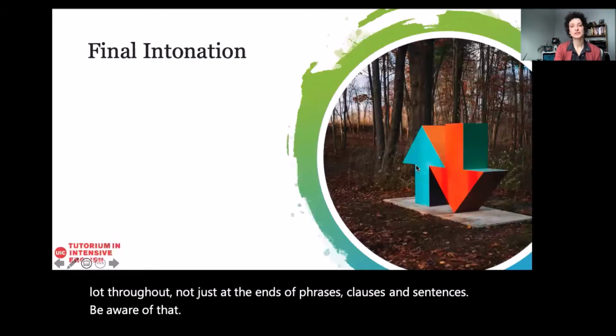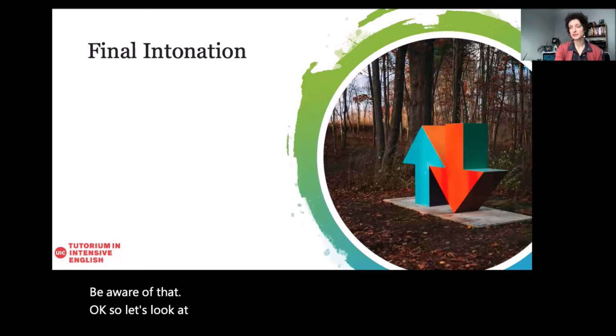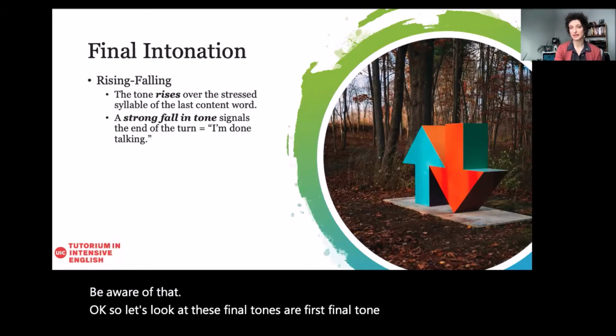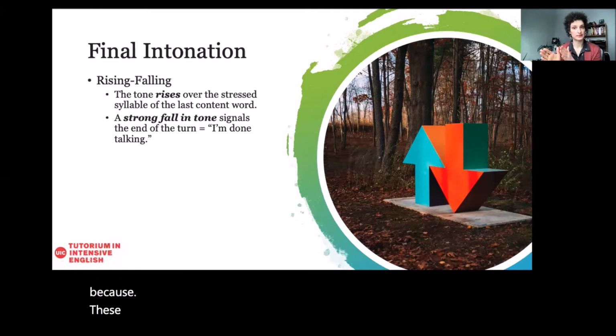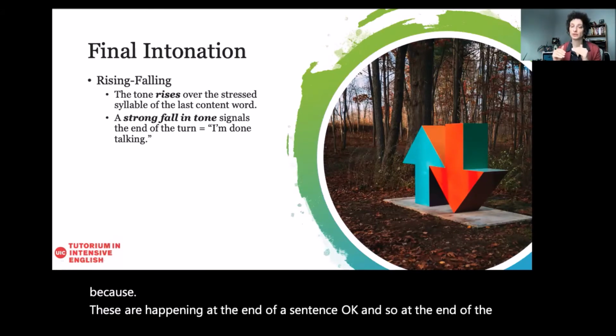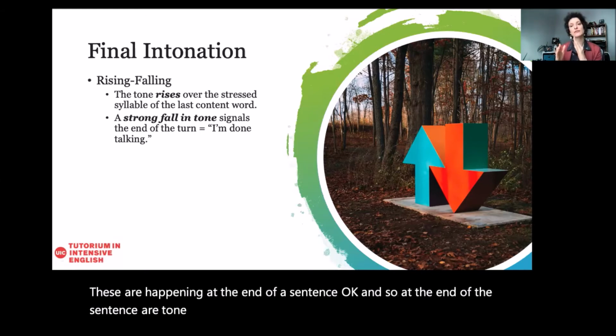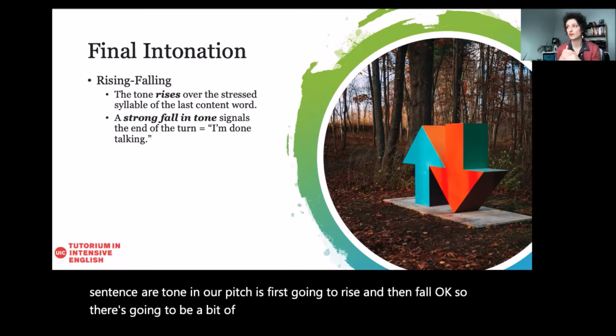Okay, so let's look at these final tones. Our first final tone that we're going to look at today is the rising falling tone. And we call it rising falling because these are happening at the end of a sentence, okay? And so at the end of a sentence, our tone and our pitch is first going to rise and then fall. Okay, so there's going to be a bit of a rise and then a fall. And the fall will be strong.